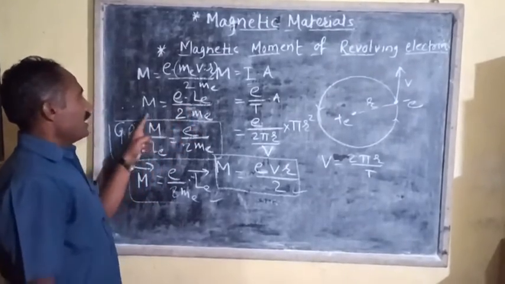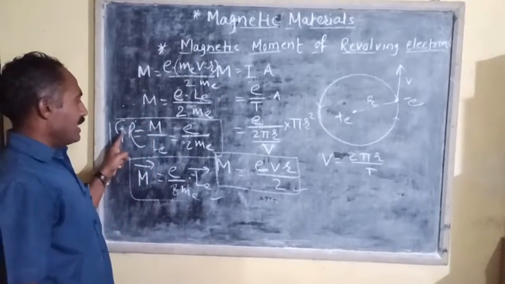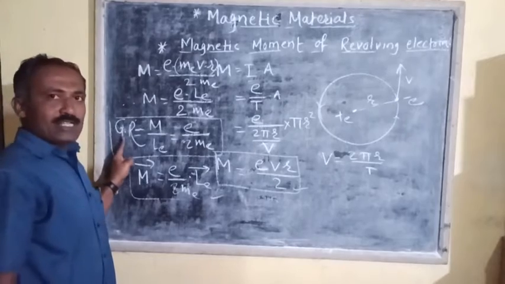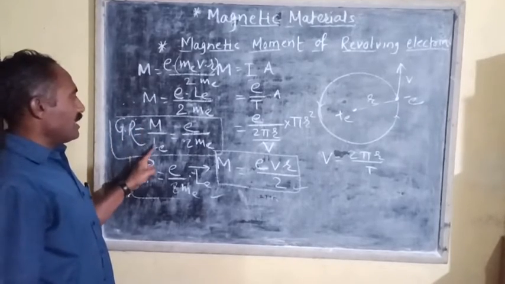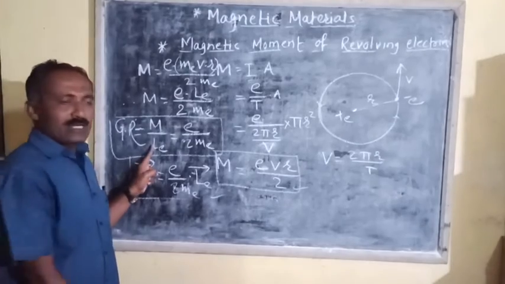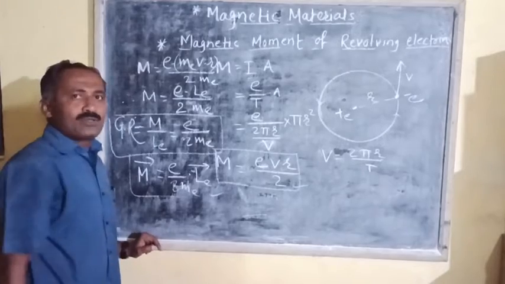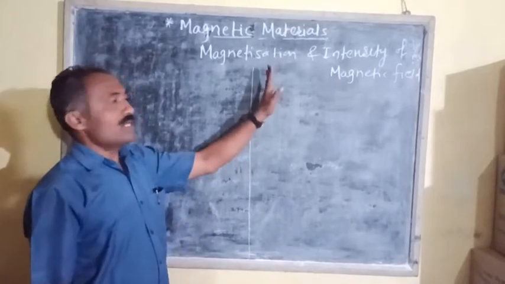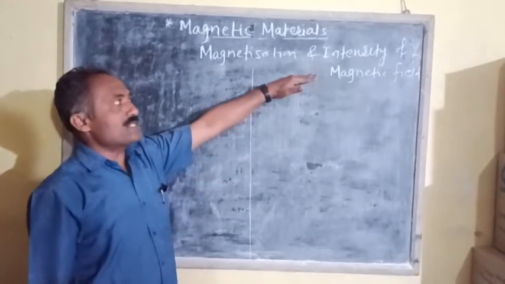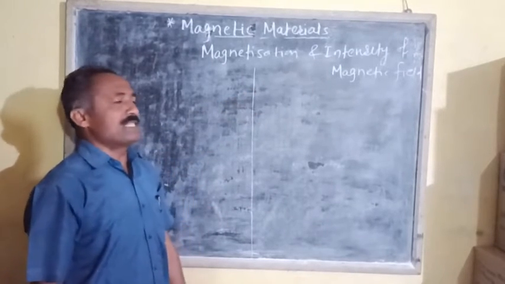Here we take L_e to the denominator, that is m upon L_e is called the gyromagnetic ratio. The gyromagnetic ratio is equal to m upon L_e, that is the ratio of magnetic moment to the angular momentum of the electron, and this is the expression for magnetic moment of the electron. Now we have to see the next point, that is magnetization and intensity of magnetic field, that is magnetic intensity.